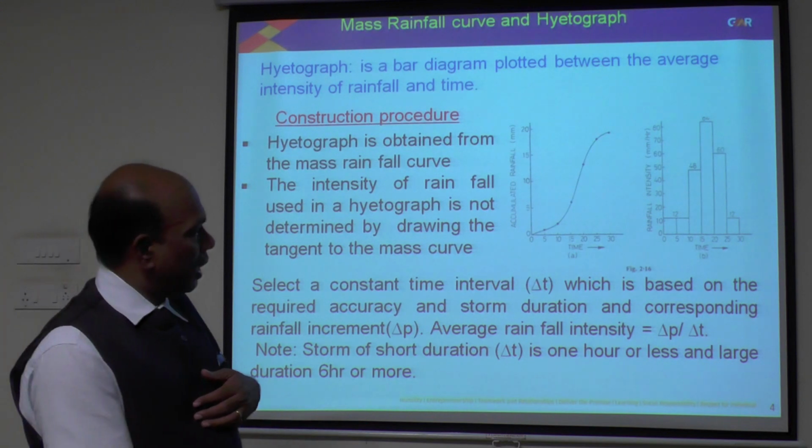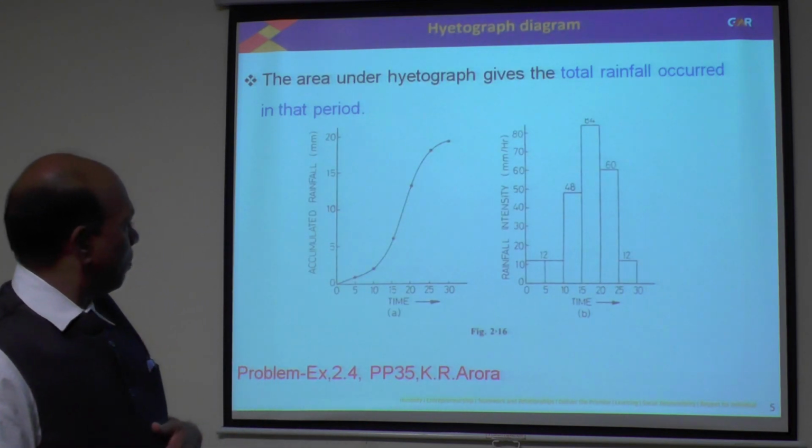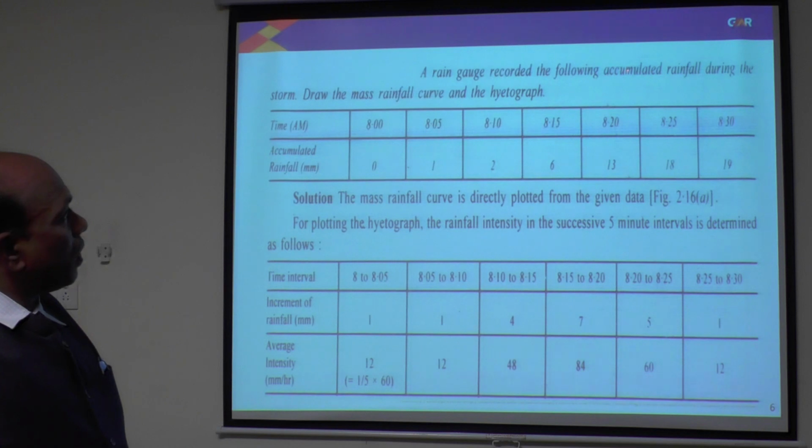Just let me show one example problem. A rain gauge recorded the following accumulated rainfall during the storm. Draw the mass rainfall curve and hyetograph.